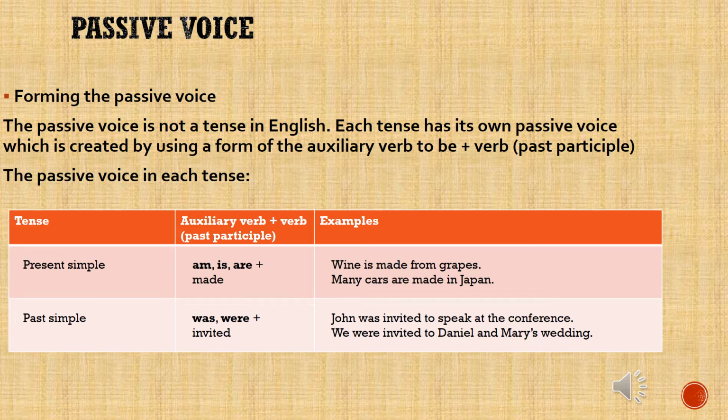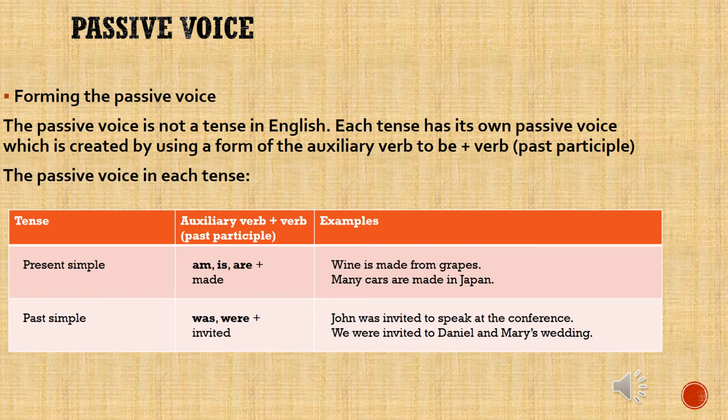I have some examples for you guys. The passive voice in each tense. I have two tenses for you, the present simple and the past simple. Okay, remember we are using the auxiliary verb to be plus a verb. The verbs we are using are made and invited.